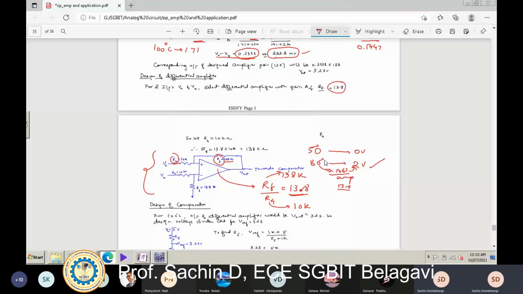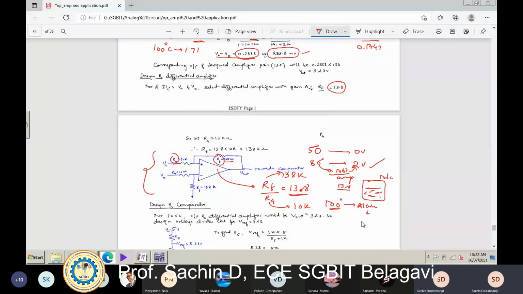Now the next condition is for 100 degrees centigrade. If the boiler temperature reaches 100 degrees centigrade, at that particular temperature the alarm should be on. So here, instead of an alarm, I have taken LED indication.